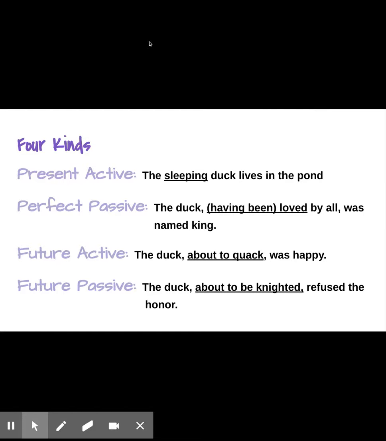So take a look at these examples of participles. You will notice that they all meet the qualification of participles by being verbal and also describing something, in this case, a duck. So make sure to jot down the phrases having been, about to, and about to be in your notes so you can remember them down the road as participle starters.